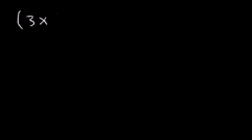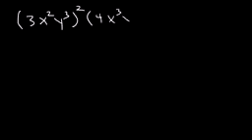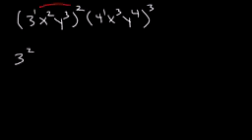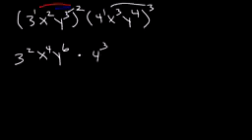Try this one. 3x squared y to the 3rd raised to the 2nd power times 4x cubed y to the 4th raised to the 3rd power. So let's distribute the 2. 2 times 1 is 2, so we're just going to have 3 squared. And then 2 times 2 is 4, so that's going to be x to the 4th. And 3 times 2 is 6. And then we have 3 times 1, which is 3. And then 3 times 3, that's 9. And finally, 3 times 4 is 12.